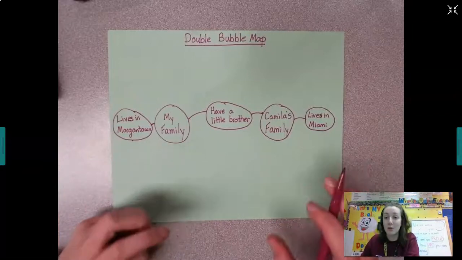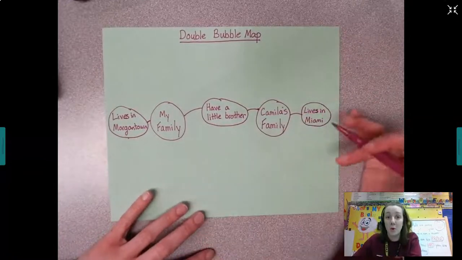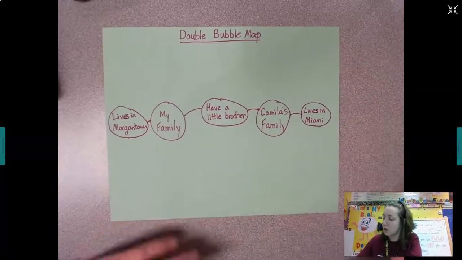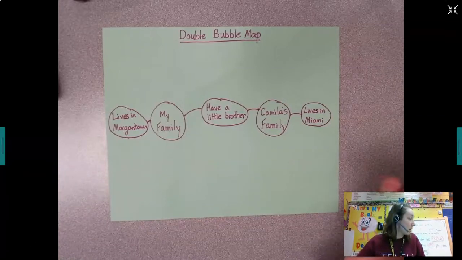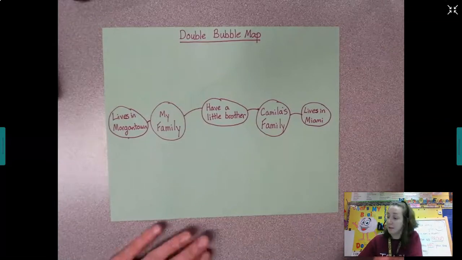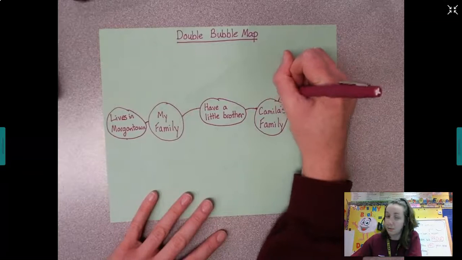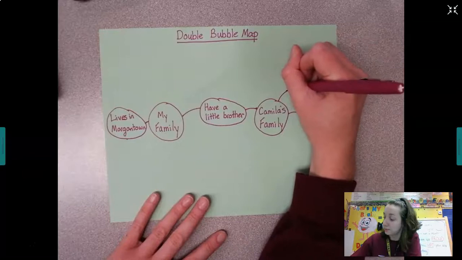Okay, so you're going to go through and read your text again if you need to and see things that Camilla's family has in common with you or they do not. I'll give you one more example of each. So Camilla's family, I'm going to look at their family tree on page 48. So in Camilla's family, her mother has 3 siblings. So I'm going to put that her family has 2 aunts and 1 uncle.